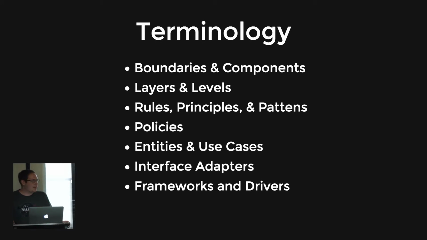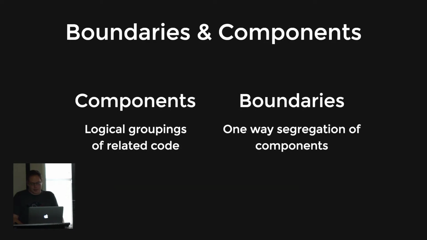So we're going to go over some terminology, and this is the series of slides that are sort of wall of text, unfortunately. But we're going to talk about boundaries and components, layers and levels and how they relate, the rules and principles and patterns that we can sort of use to build good architecture, this concept of policies, entities and use cases, and then we get into more low-level concerns around interfaces, frameworks, and drivers.